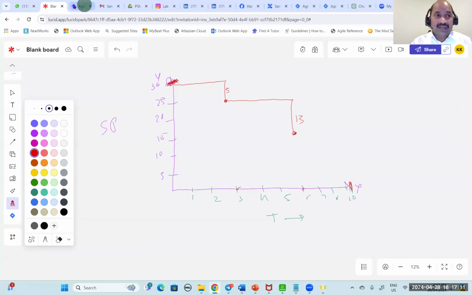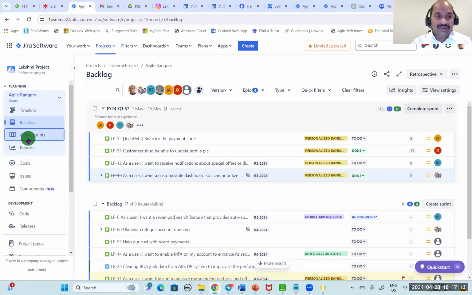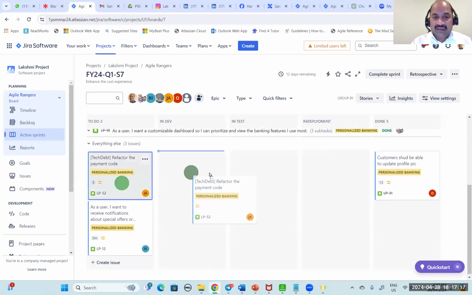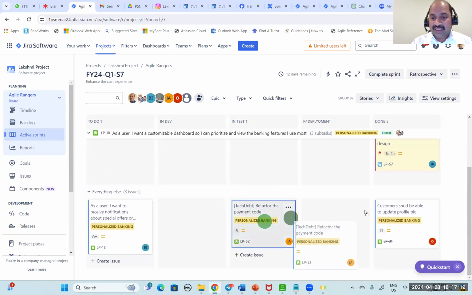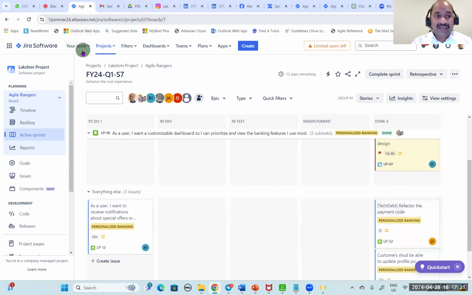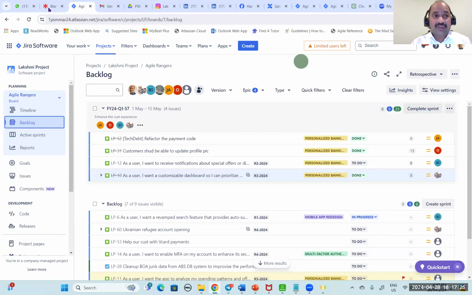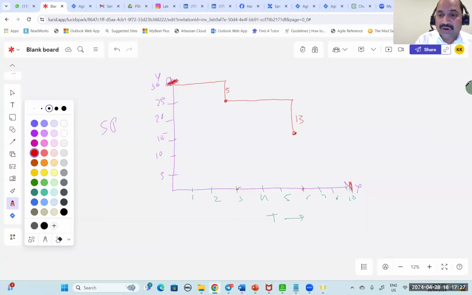Okay, team. Now let us progress. Similarly, on maybe day eight, the team completed 5 more points. Day eight, the 5 more points they completed. What is the status? 8 points left, 23 points done. On day eight, 5 points they completed.